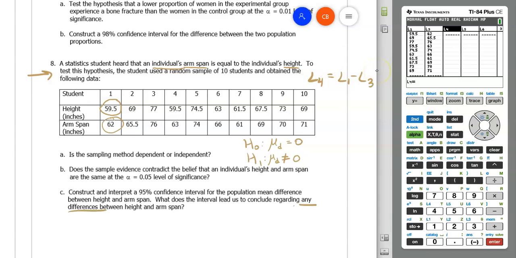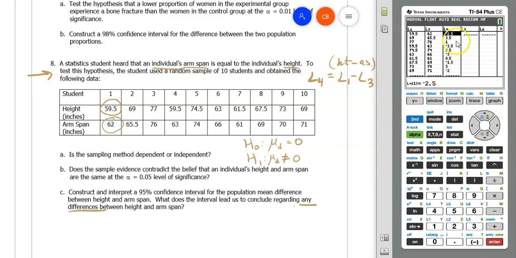That's where my arm spans are. So it's going to be taking basically a height minus an arm span, and it's doing it by pairs like this. And that's what we can actually put into here. We can go second one gives us list 1 minus list 3, and then when we go enter, see, it's going to populate this list with all the differences of the first number minus the second number. And you can see whenever one of these numbers is negative, it's because the height was less, and whenever the number is positive, it's because the height was more than the arm span.